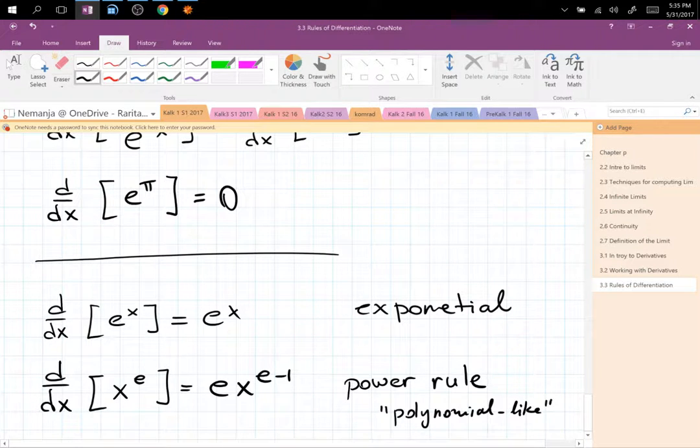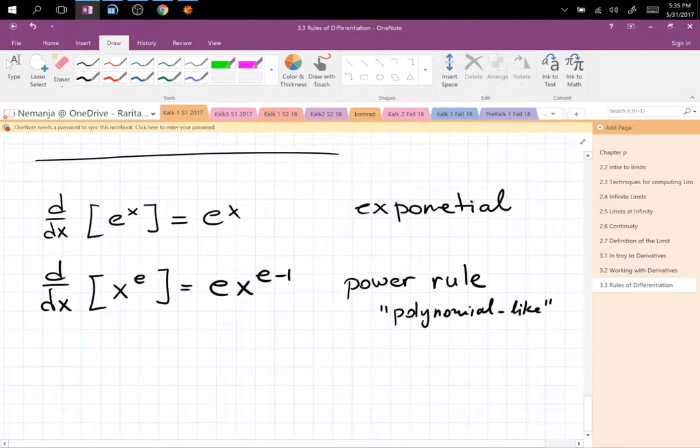Polynomial-like in here. You have to distinguish clearly at all times the difference between x squared and 2 to the x. And a lot of mistakes sneak in on those. You only do minus 1 on the exponent when you have a polynomial-like term. So always keep in mind the difference between the two. So this is where your e to the x belongs, and this is where your x to the e belongs. They are different creatures, and different rules apply. Just be careful all the time.